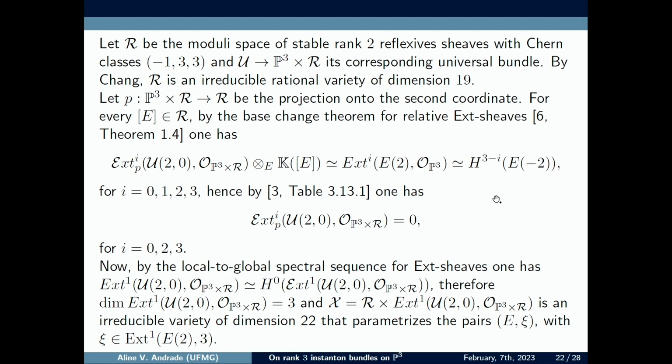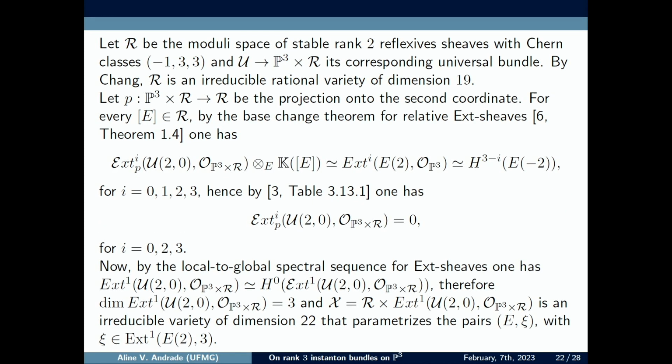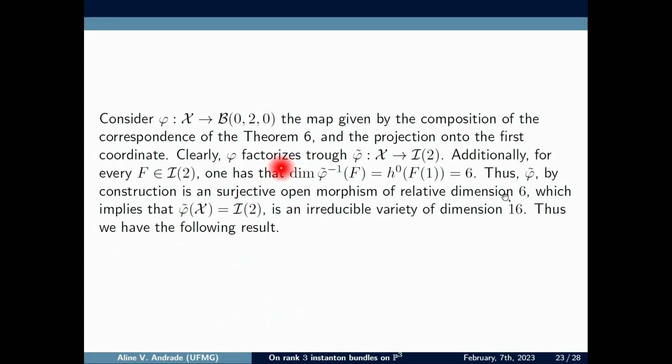So what this results in is that we can now consider this map, from this guy, okay, to the moduli space of vector bundles with Chern classes 0, 2, 0, given by the composition of the one-to-one correspondence and the projection on the first coordinate. So this guy, we can show, factorizes through this one, and more.